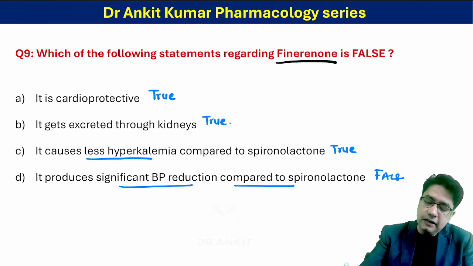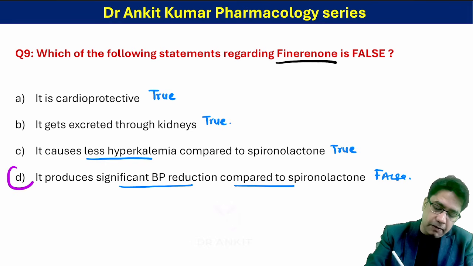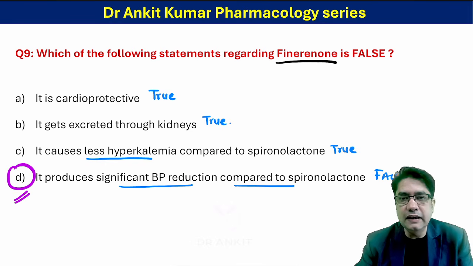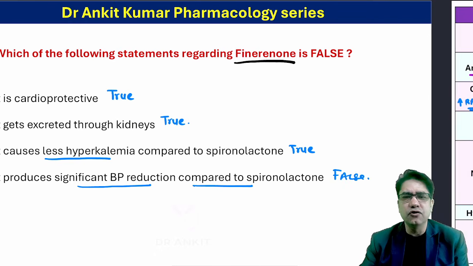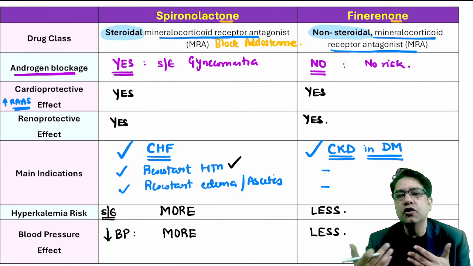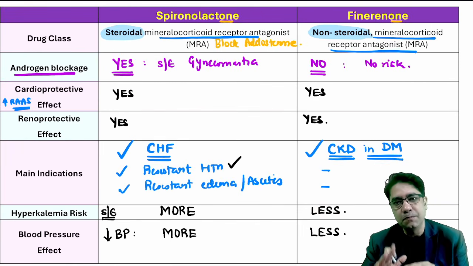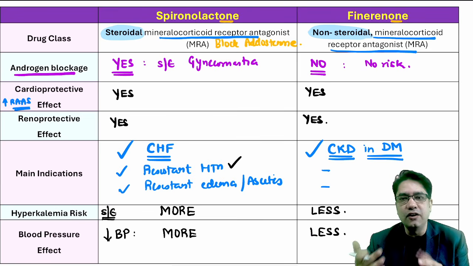Now the fourth statement, that it causes significant BP reduction as compared to spironolactone, is false. More blood pressure reduction is seen only with spironolactone, not finerenone. So finerenone, we can remember, is a much safer drug as compared to spironolactone and has no risk of gynecomastia.